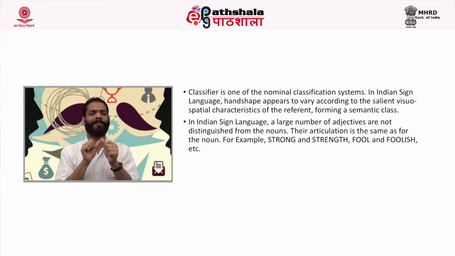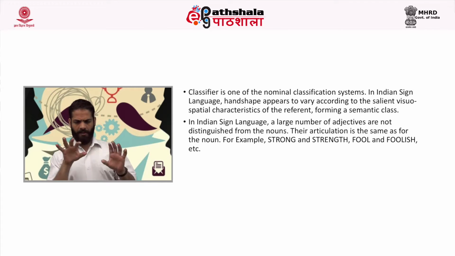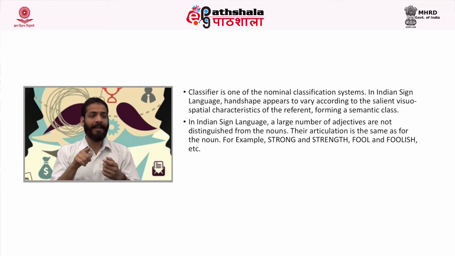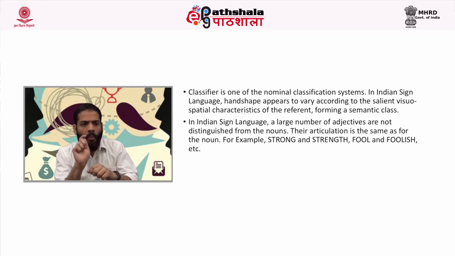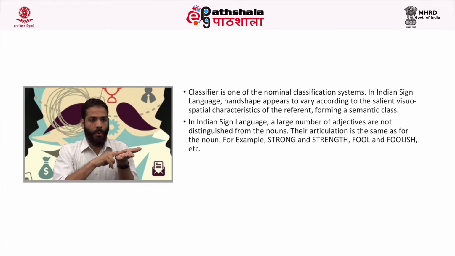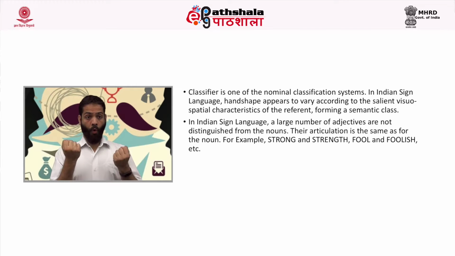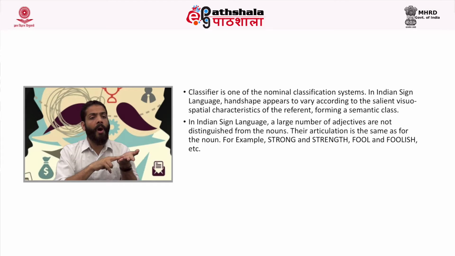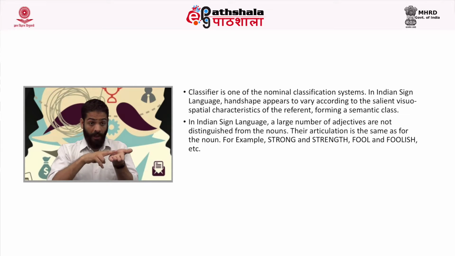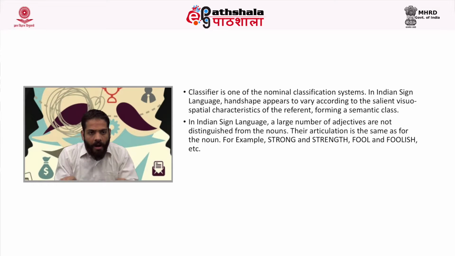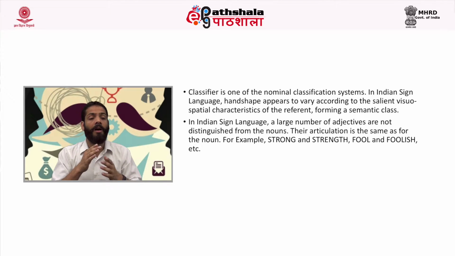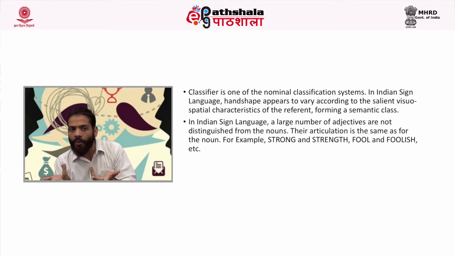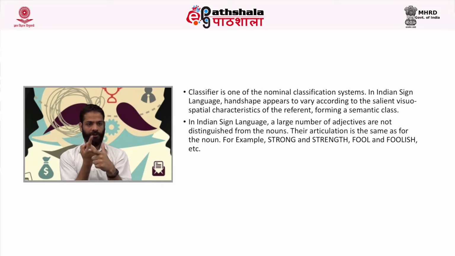In Indian Sign Language, a large number of adjectives are not distinguished from the nouns. Their articulation is the same as for the noun. For example, strong and strength, fool and foolish, etc. The nouns like colors, shape and size, perceptual states, etc. are formed into adjectives without the change in the articulation. However, they are distinguished from the nouns on the basis of their occurrence in the sentence or by morphological properties.